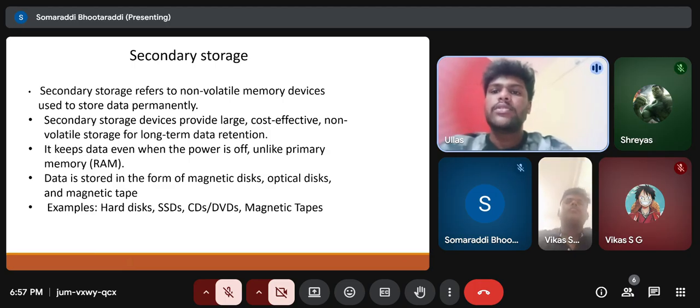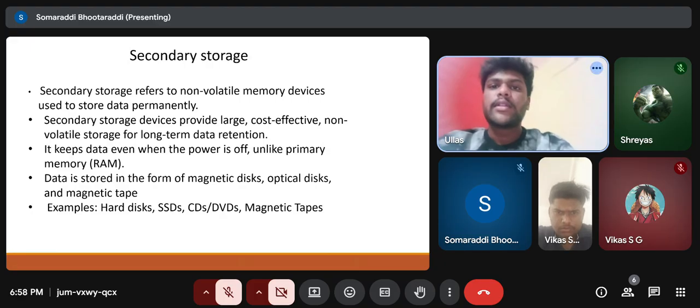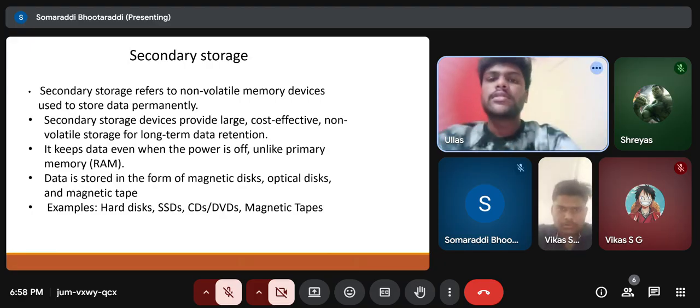It is mainly used for storing OS, software, files, videos, photos, etc. Data is stored in the form of magnetic disk, optical disk, magnetic tapes. For example, hard disk, SSD, CD/DVD.